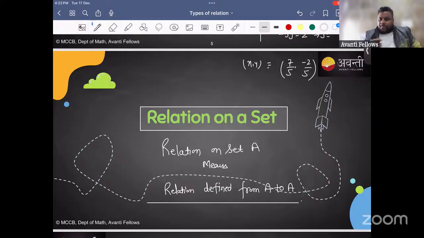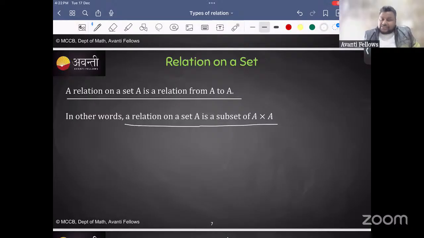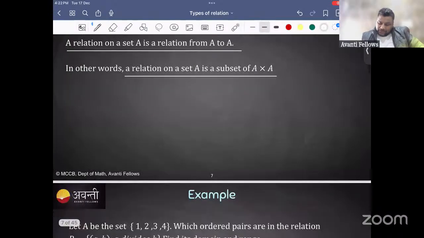Is it fine? Now, relation on set A is a relation from A to A. They're repeating the same thing which I just told you. Or in other words, a relation on set A is a subset of A cross A. Definitely, if it is defined from A to A, it means it is a subset of A cross A. Got it?